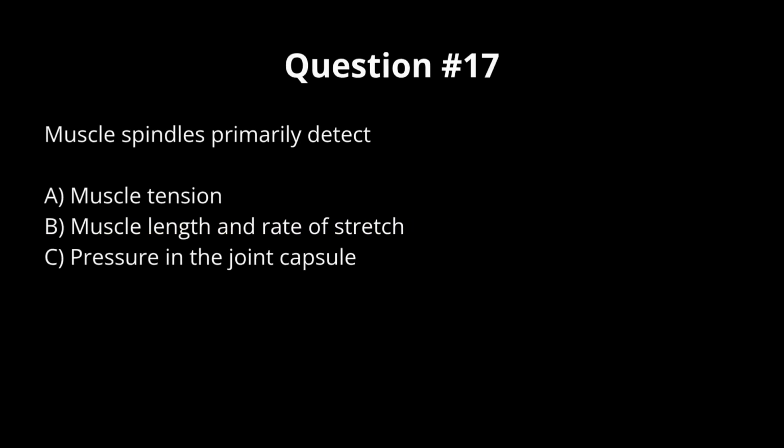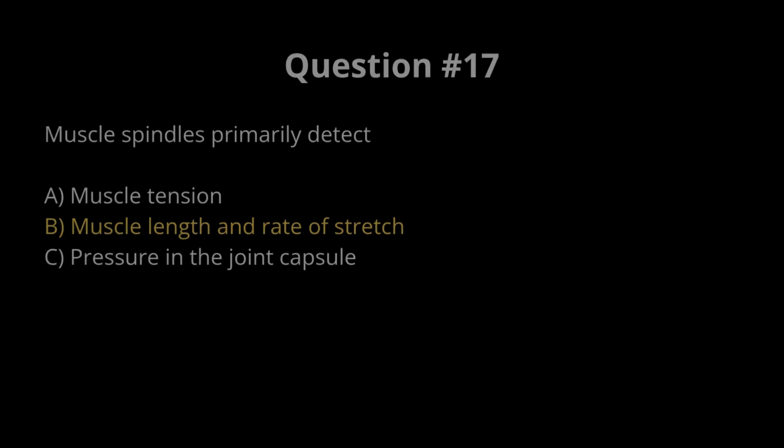Question number 17. Muscle spindles primarily detect: A. Muscle tension, B. Muscle length and rate of stretch, C. Pressure in the joint capsule. The correct answer is B. Muscle spindles primarily detect muscle length and rate of stretch. A muscle spindle monitors changes in muscle length and rate of stretch, triggering reflex contraction to resist overstretching.